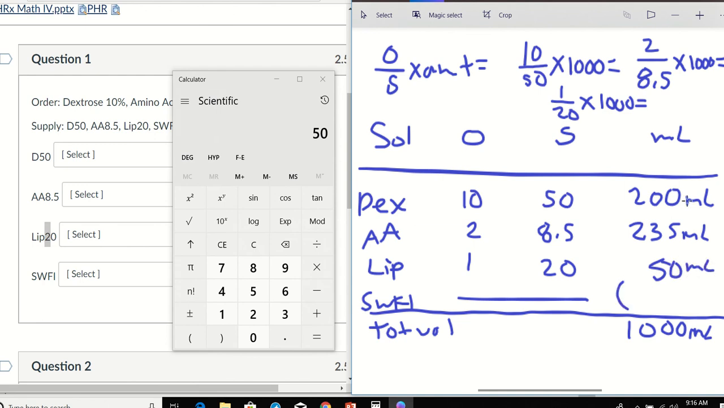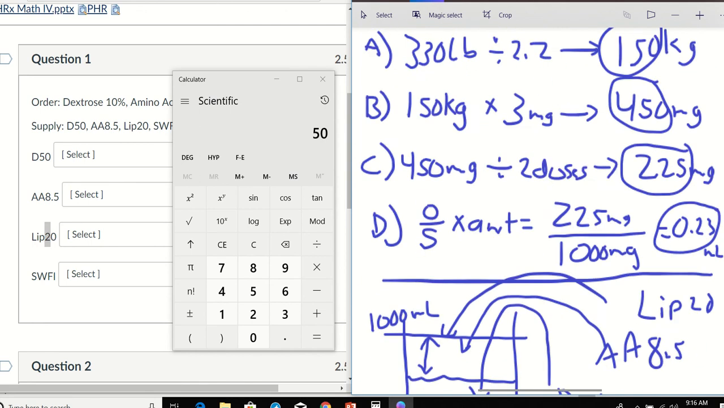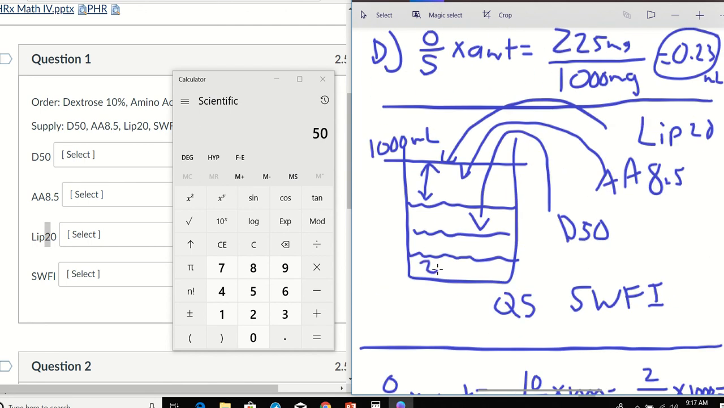All right, so we got 200 mLs, 235 mLs, and 50 mLs. So how much water do we need to get to 1,000? We got 200 mLs here, 235 here, and 50 mLs here. So how much water do we need?